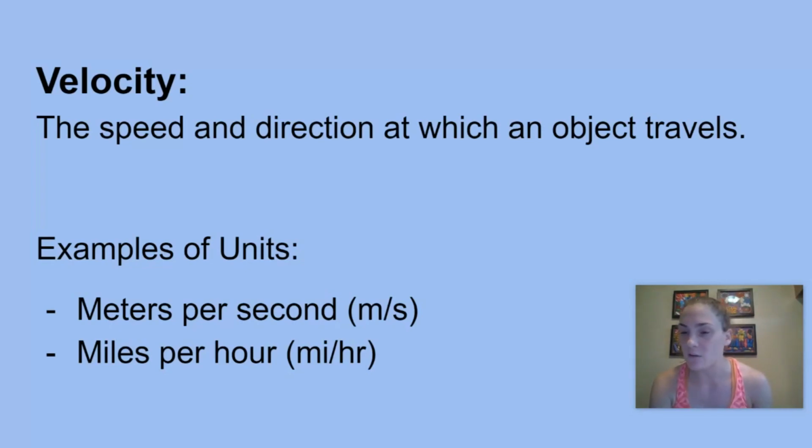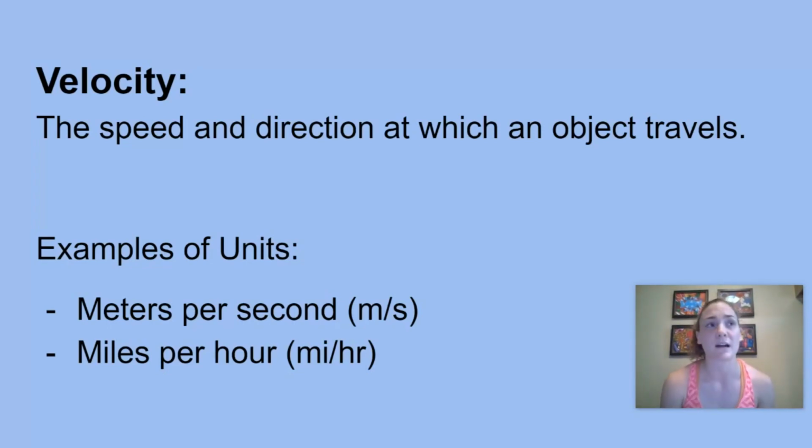Velocity or speed, that's right, how far an object moves in a very specific amount of time. So you can see that in the examples of units that are on the screen. Meters per second. How many meters do you move every second? Or miles per hour. How many miles do you move in an hour? Those are the most common units that we'll be using, but you can also speak about speed or velocity in terms of minutes or inches or yards, right?